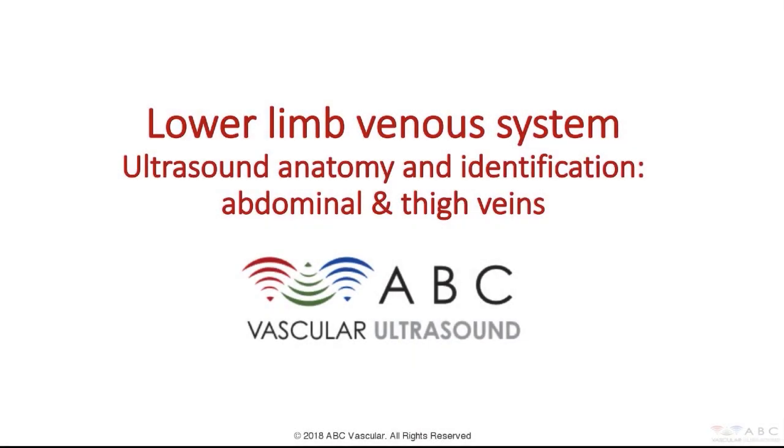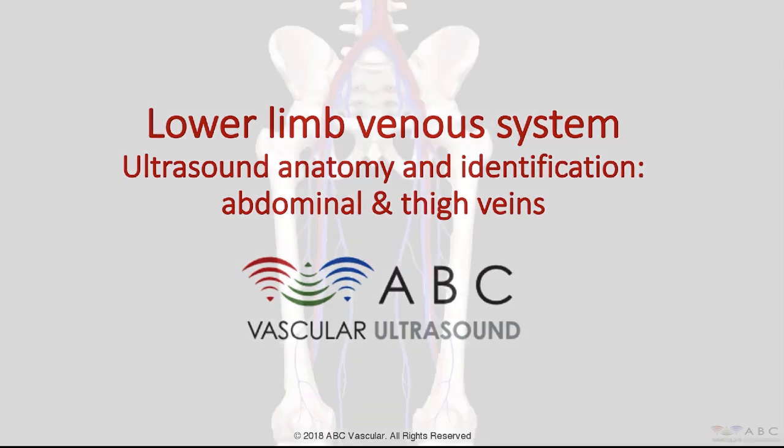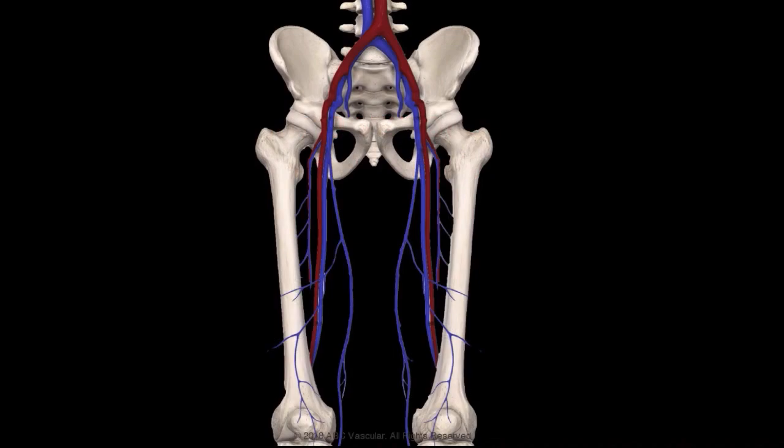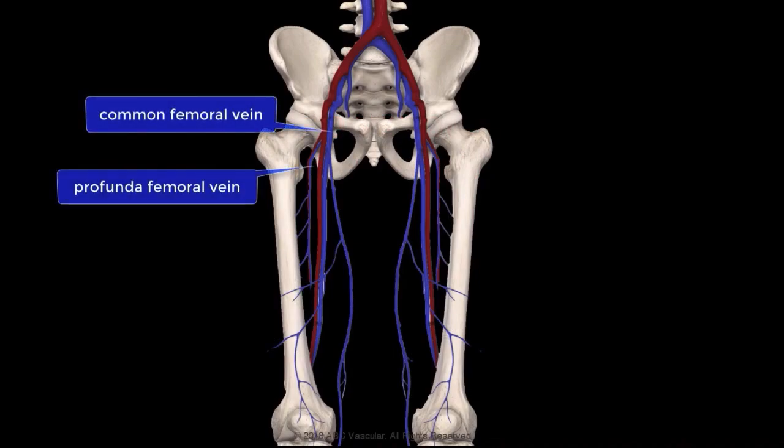Welcome to this ABC Vascular Ultrasound video lecture on the lower limb venous system, ultrasound anatomy and identification of the abdominal and thigh vein. The main deep veins of the thigh are the common femoral vein, the profunda femoral vein, and the femoral vein, previously called the superficial femoral vein.